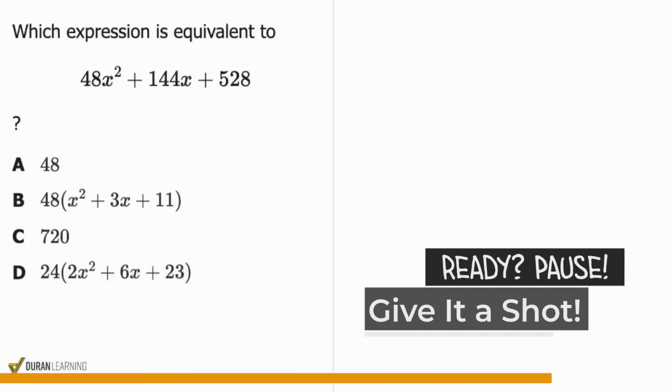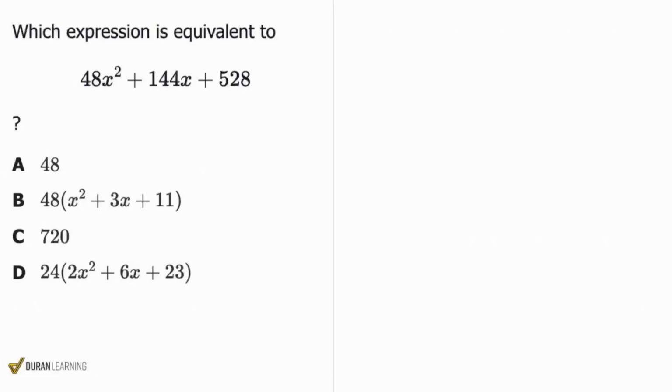All right, moving forward here, which expression is equivalent to 48x squared plus 144x plus 528? All right, so this one is definitely fun, but for the wrong reason. When we take a look at this, there are plenty of people that, once you actually see the answer, it's very easy to think, oh yeah, if I would have just known that this was the factor, then I would have been good. And that's not really how it's going to work, everybody.